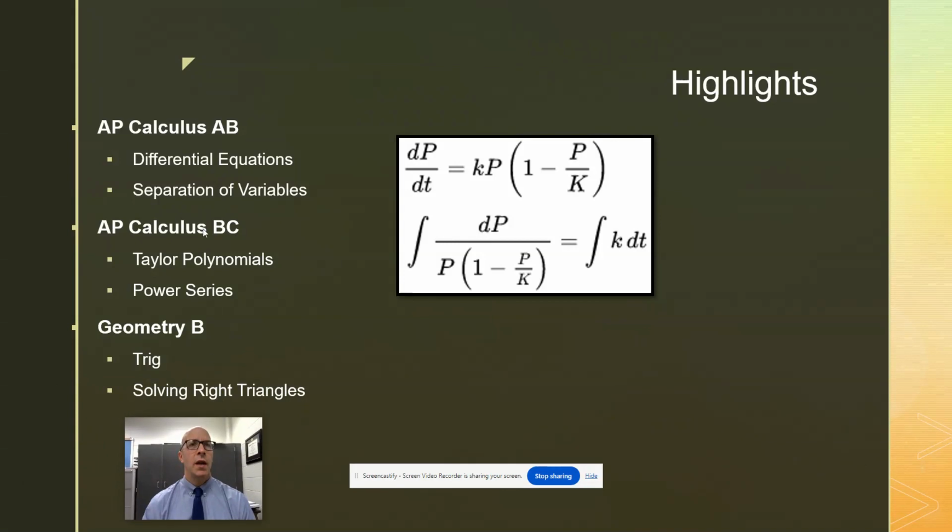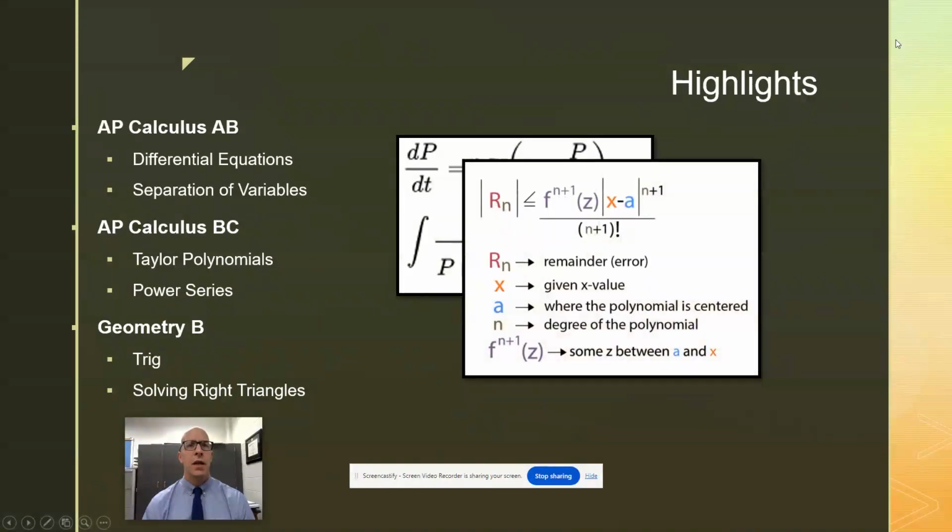So, this week in Calc AB, we will continue studying differential equations. We looked at the exponential growth and decay models last week, and this week we'll focus on a concept called separation of variables. So, we'll be dealing with some more complex differential equations and solving them.